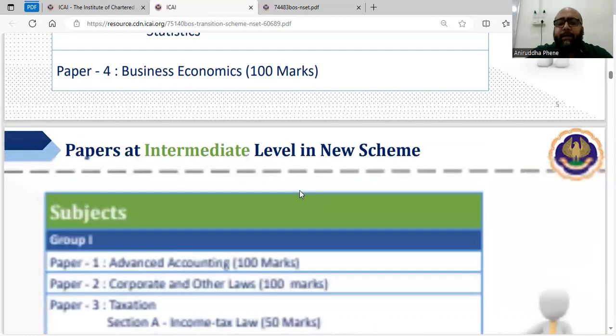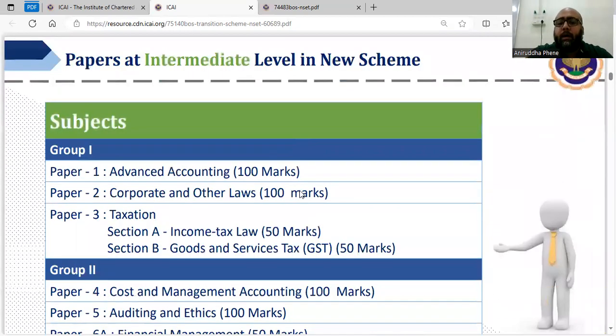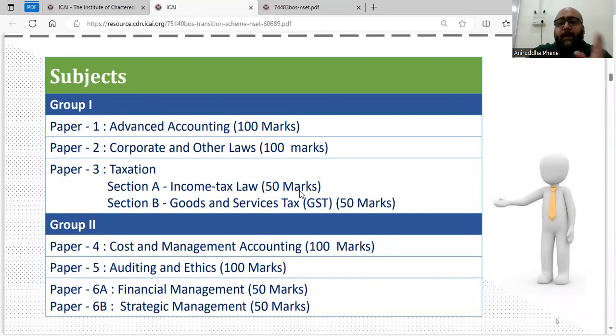Then in intermediate level, you can see earlier there were 2 accounts in group 1 and group 2. Now they have clubbed that into one paper, that is advanced accounts, but the syllabus is different. The focus is more on the standards. As you know, in CA final, there is a subject called financial reporting, and most of its content is based on the Ind AS, that is the Indian accounting standards based on the IFRS. So similarly in intermediate as well, they have levied emphasis on the standards.